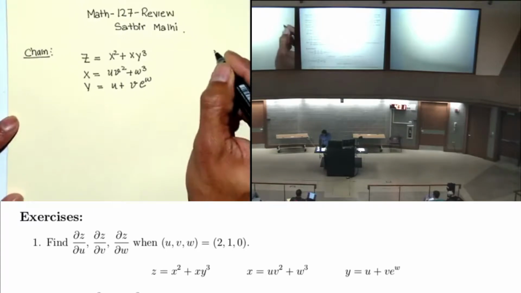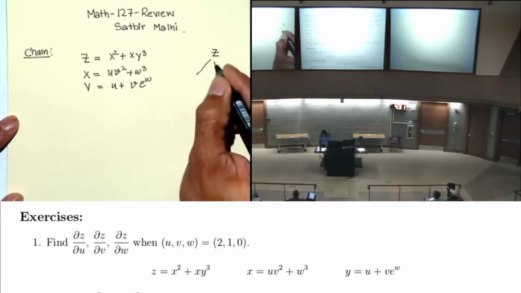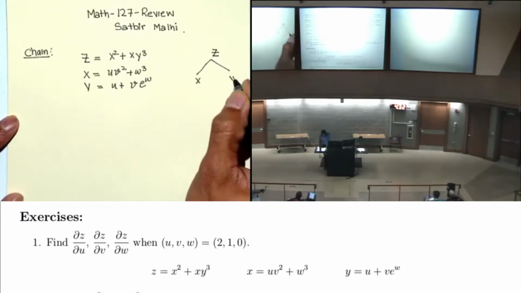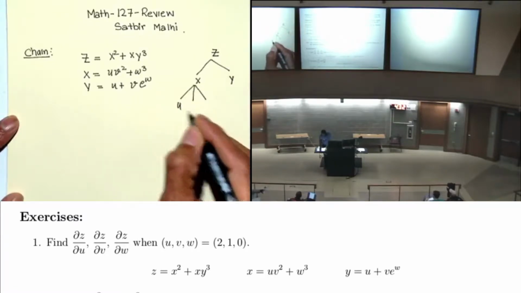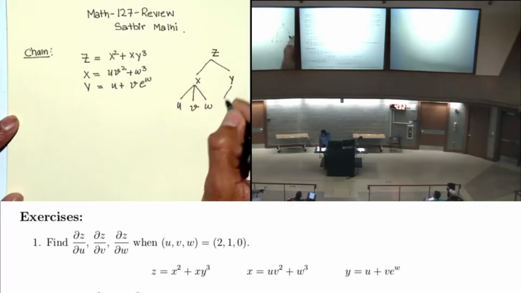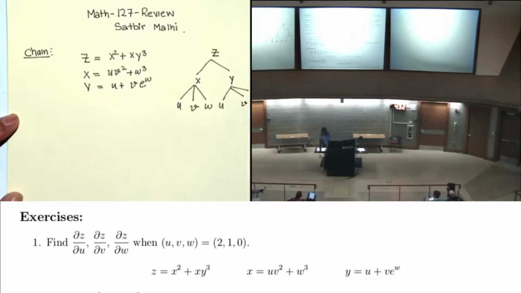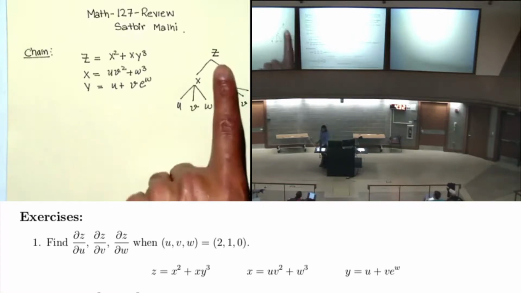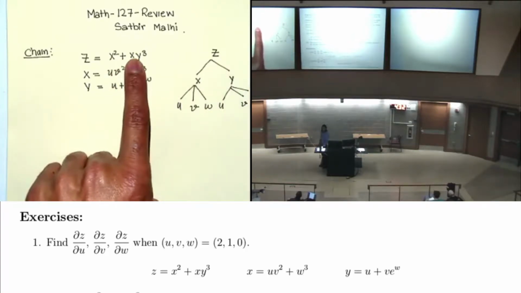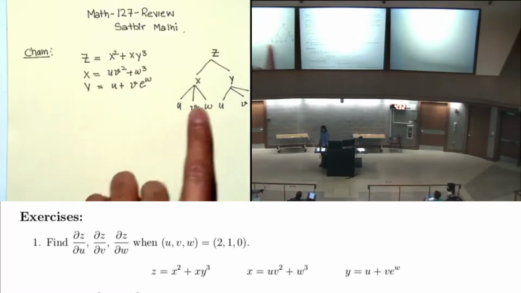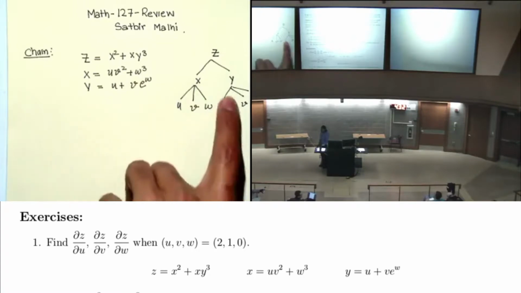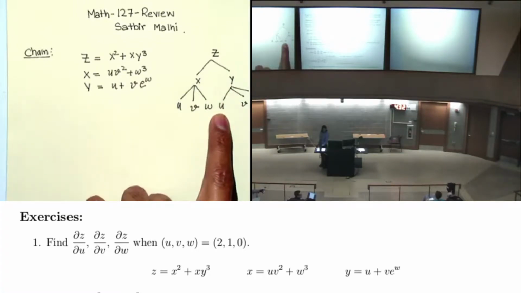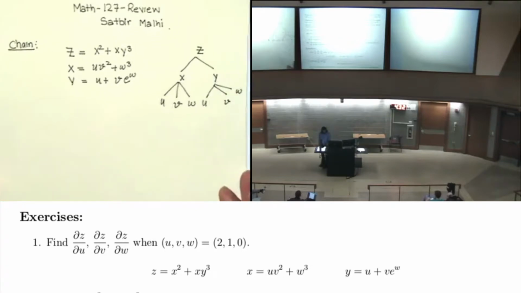So you can draw the tree. Z is a function of x and y, and x and y are functions of u, v, and w. So this is the chain. You can see x and y are the variables of function z, but x has variables u, v, and w, so I put that over there, and y has variables u, v, and w.